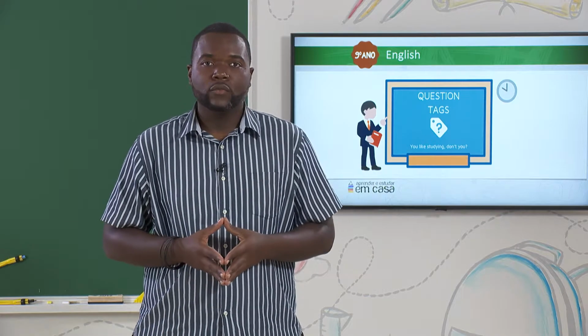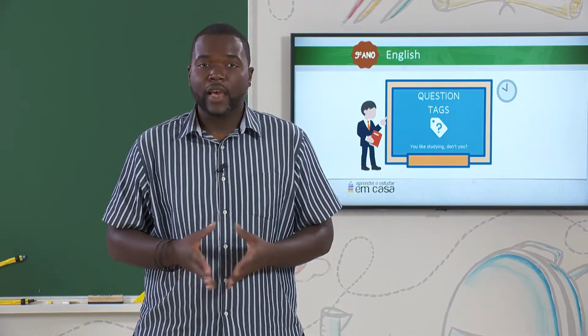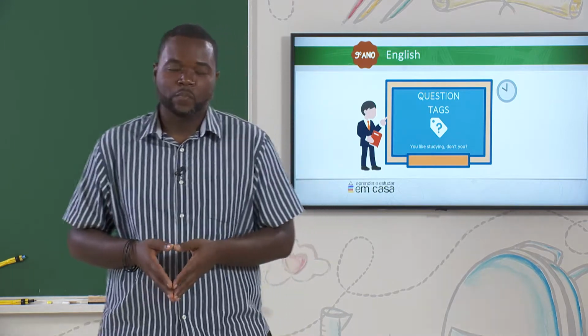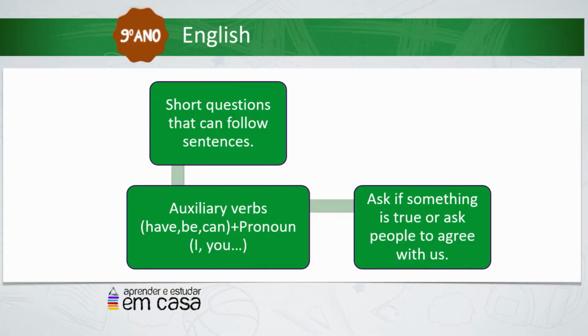In today's lesson, we are going to learn about question tags. What are question tags and how can we use them? Question tags are short questions that can follow sentences. They usually use an auxiliary verb with have, be, and can as an example, plus a pronoun, I, you, he, she, it, etc. Question tags are used to ask if something is true or ask people to agree with us.